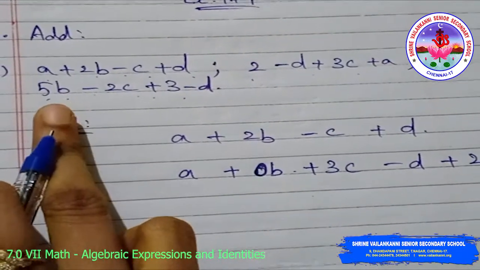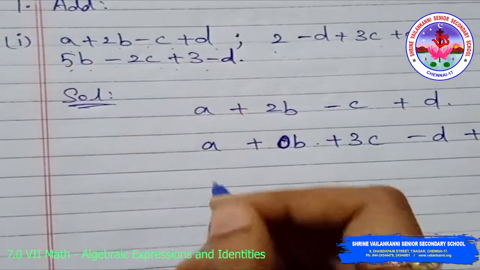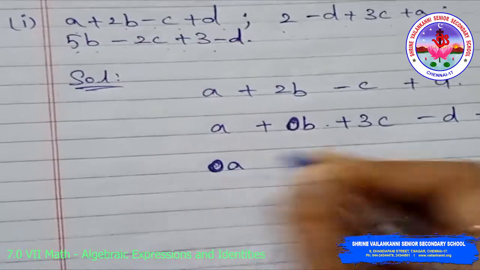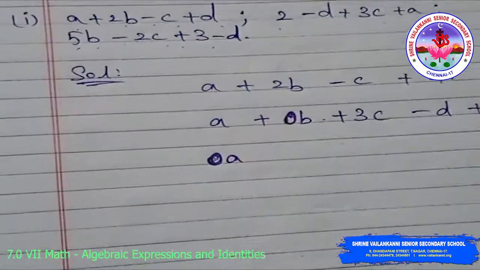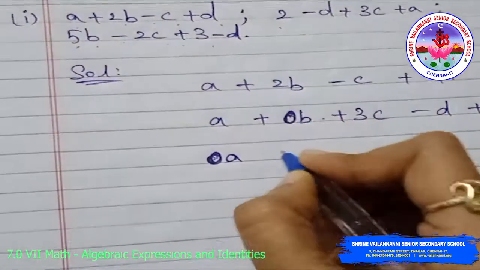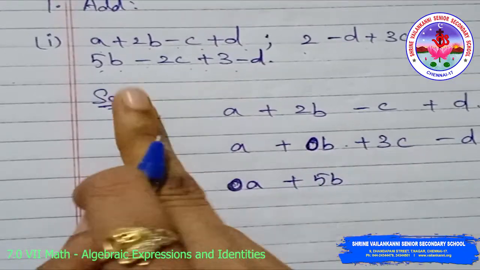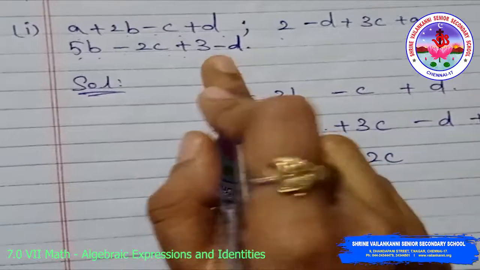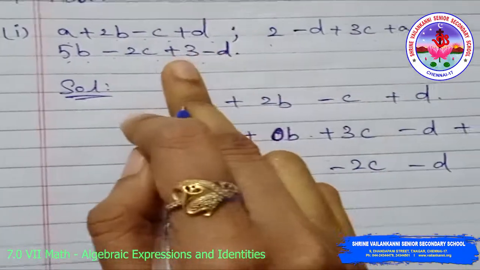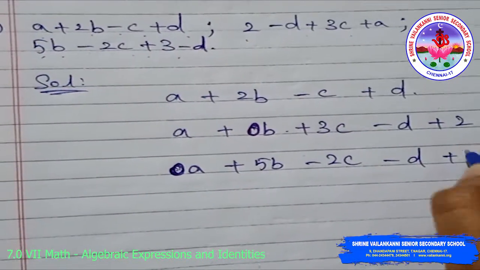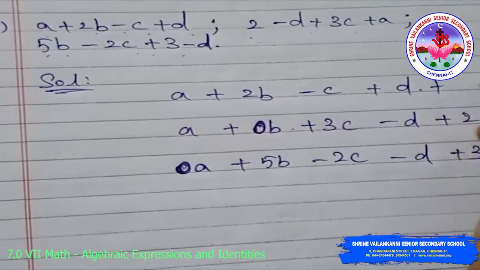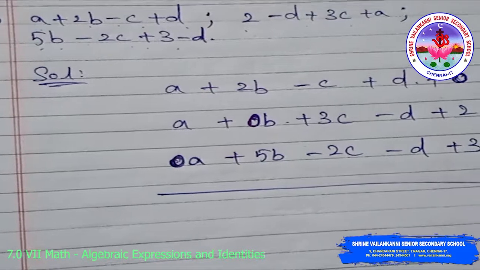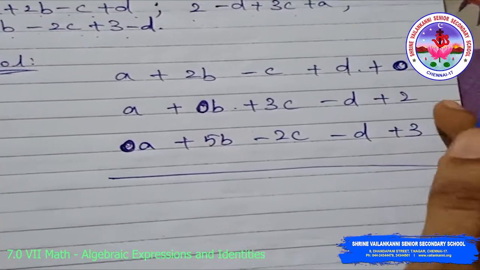Next write down the third expression. Here there is no a term, so put the 0 of a term. B term, that is positive 5b. C term negative 2c. D term negative d. Constant term positive 3. The first expression does not have the constant term, so you can use the 0. Now you can add 2 plus 3, that is 5.